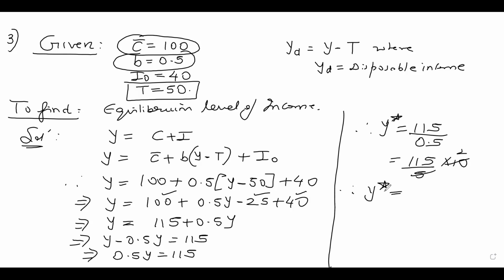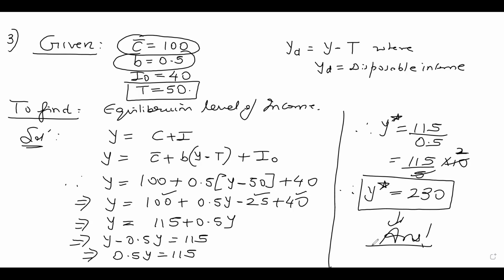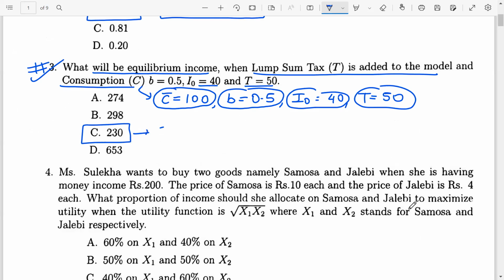So my Y star comes out as 115 into 2, how much, guys? It's 230. So this is the final answer for this question. The equilibrium level of income for the economy given the following data is 230. So I can come back to the question paper and we can mark the correct answer as 230.